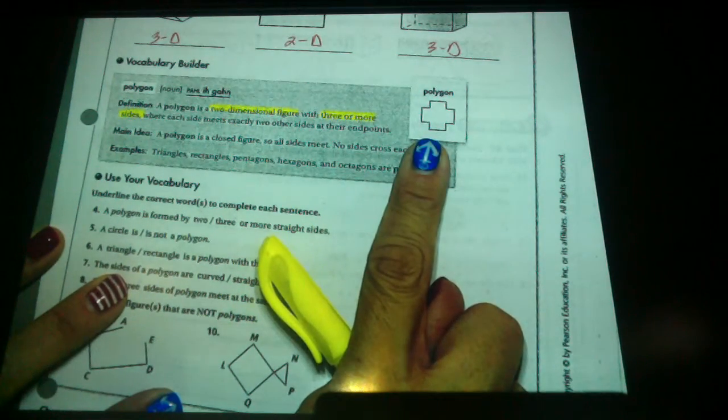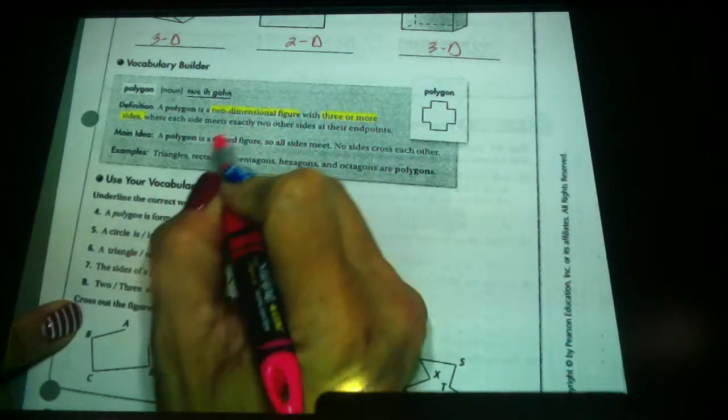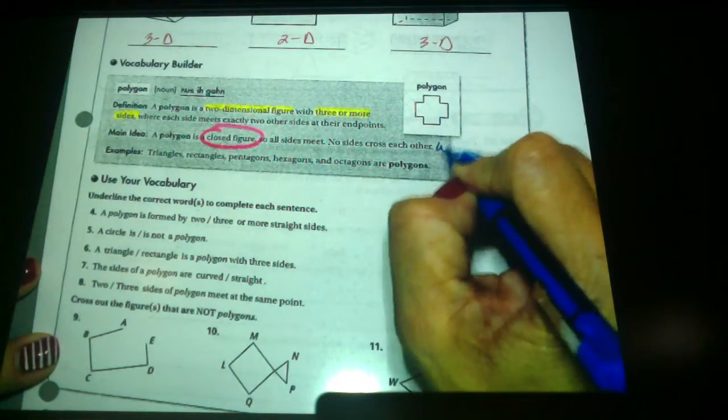In short, and this is what the main idea is telling you, a polygon is a closed figure, and you will hear me saying that often. It is a closed figure. And what they don't say in here that I want you to add is a closed figure with straight edges.